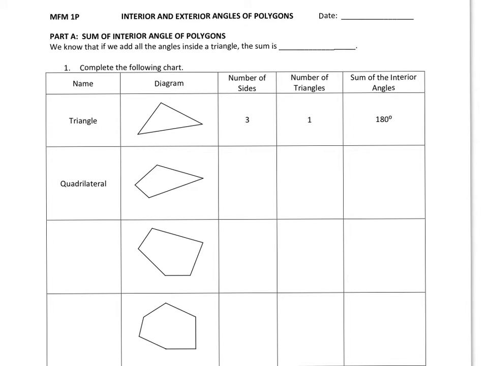This video explores the sum of the inside angles of polygons, the interior angles of polygons. And we've already examined triangles. We know that if we add all the angles inside of a triangle, so I have a diagram of a triangle here, if I were to add those three angles together, the sum, the answer we get when we add, is 180 degrees.